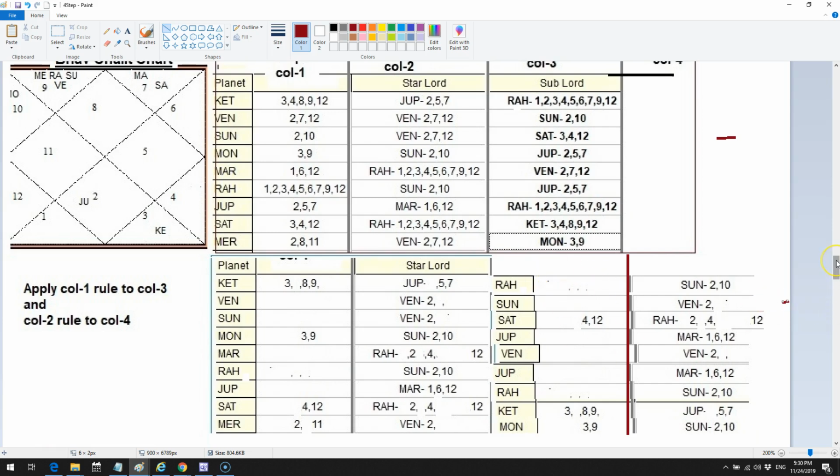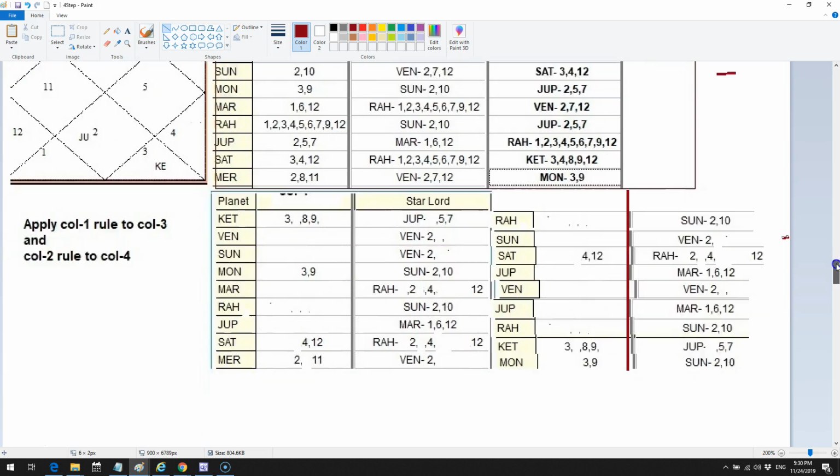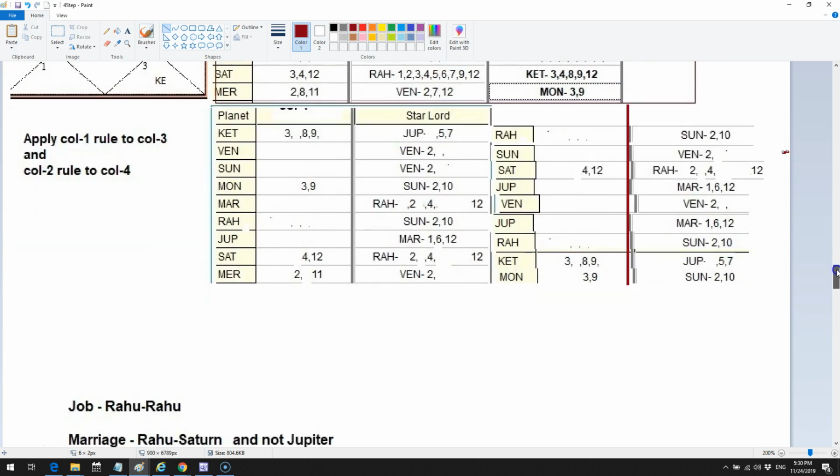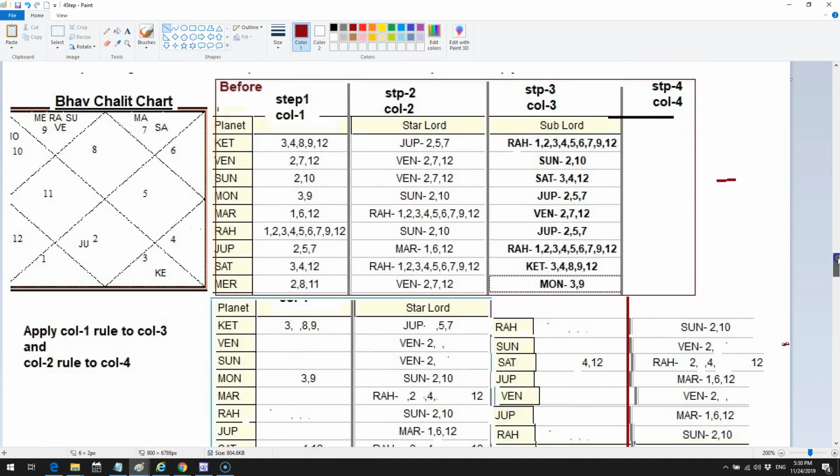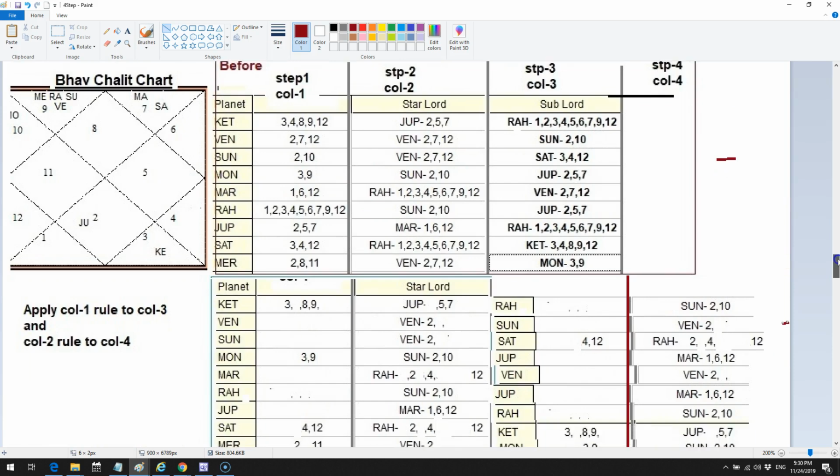Now, having done all these things, let's apply this rule, the 4-step rule, to this chart. And our question was about the marriage. This particular female was going through the Rahu period when she got married. Initially we mentioned Venus just to explain something, but look at the Rahu over here.